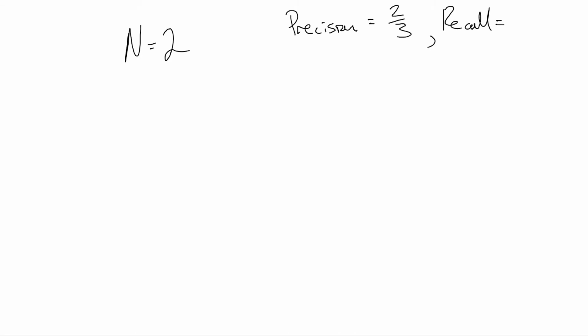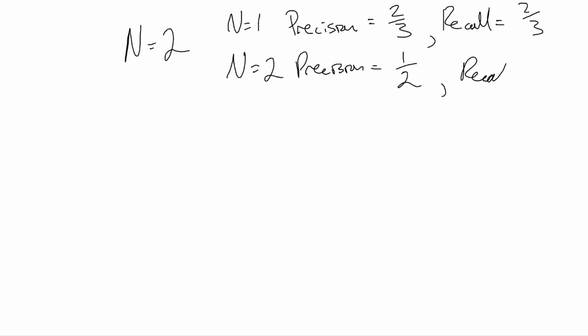Let us imagine that we have a problem where we only have 2 examples. So let's say n is equal to 2. And let's say that for the first example, we get a precision of 2/3 and a recall of 2/3. This is n equals 1. And for n equals 2, we get a precision of 1/2, and we get a recall of, let's say, 1 over 3.